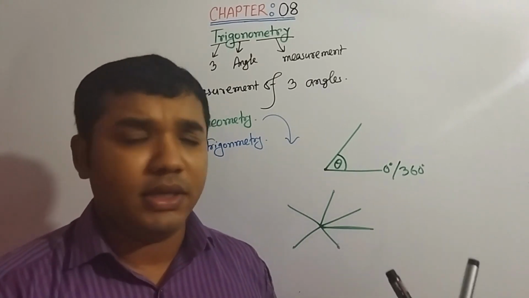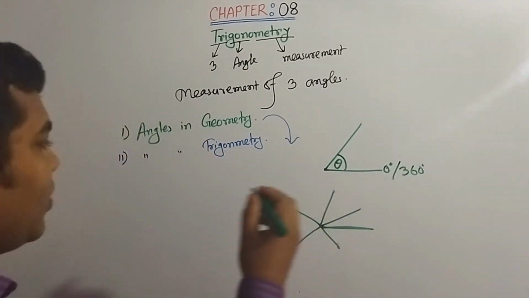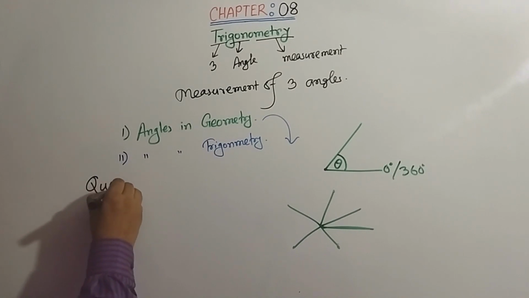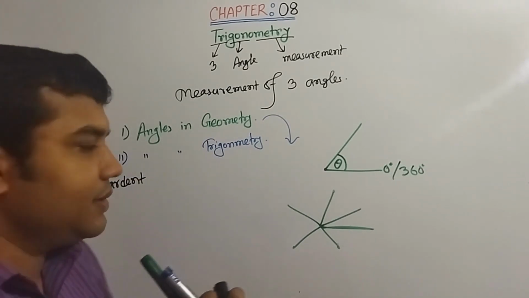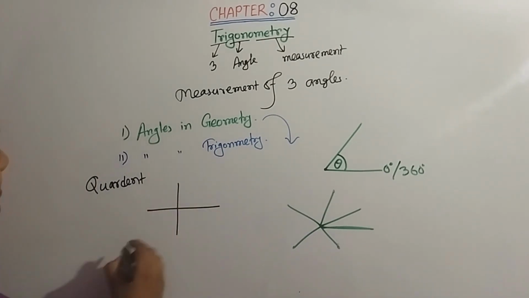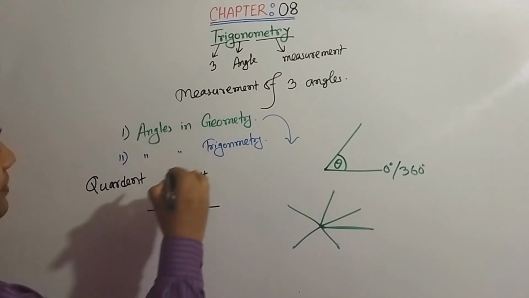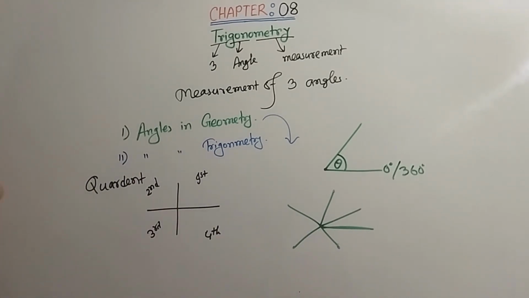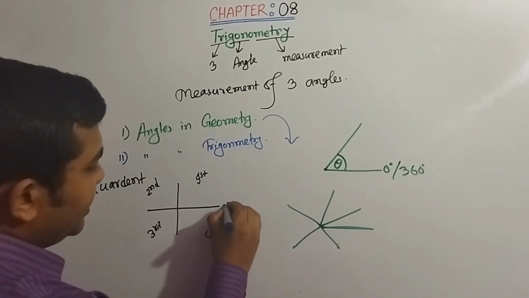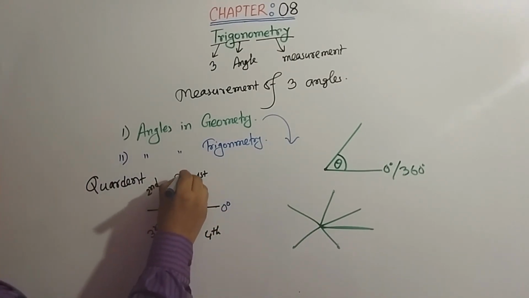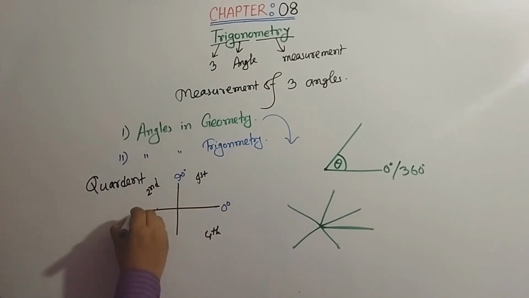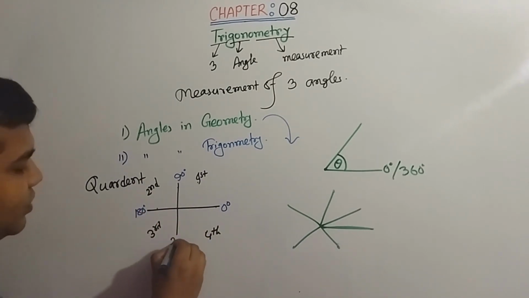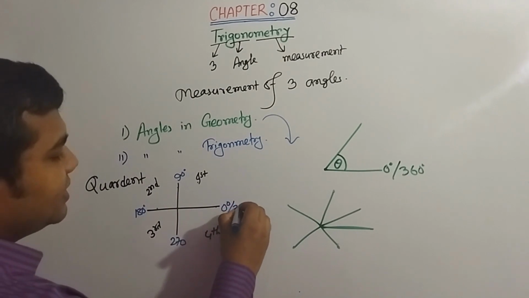Maybe you can't understand why I said 0 or 360 and how it comes. To understand this part we have to understand the quadrant. There are 4 quadrants and it looks like this. Here is the first quadrant, second quadrant, third quadrant and fourth quadrant. 0 degree to this part is 90 degree. From here to here it is 90, that means 0 to 180. So this is 90, this is 90, this part is also 90. So 90 plus 180 is 270, and 270 plus 90 is 360.